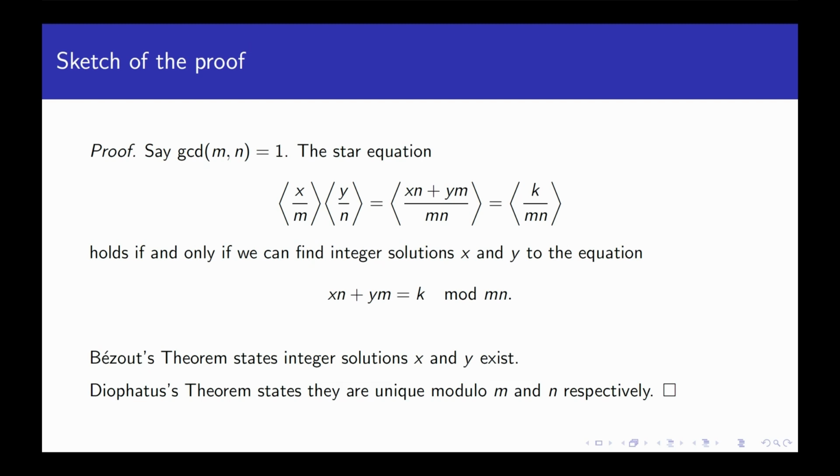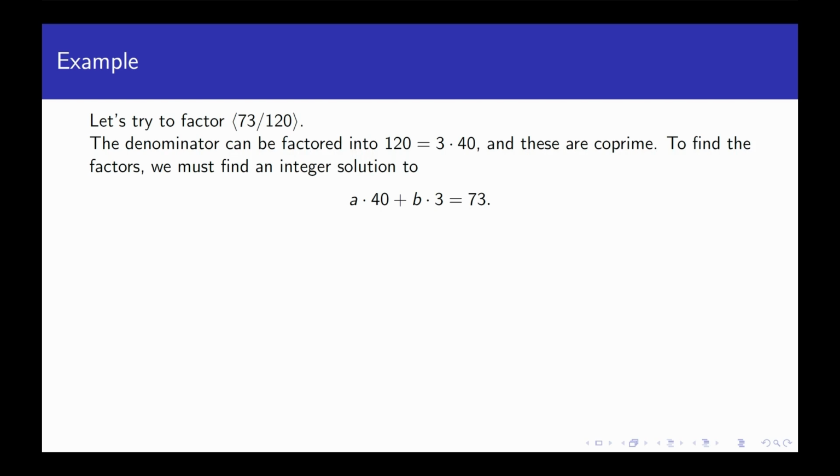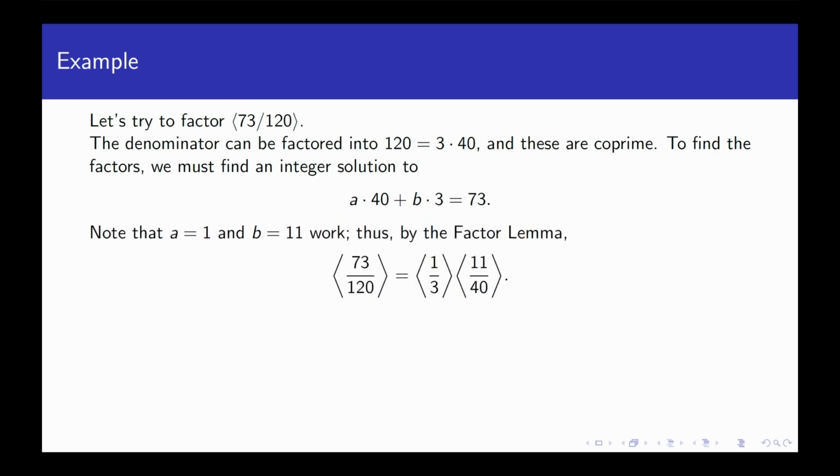So let's just run this through a quick example. The 73/120 star. I want to factor this. So I've got to think, all right, I need coprime factors of 120. So say 3 and 40 as a starting point. I'd have to solve the equation a times 40 plus b times 3 is 73. 40 plus 33 will work. So one 40 and eleven 3s. And I get this factoring. It factors into the 1/3 and the 11/40 star uniquely.